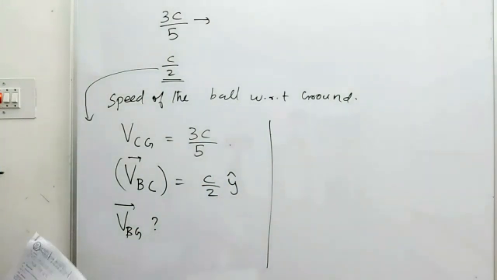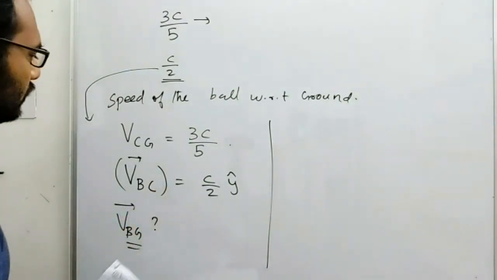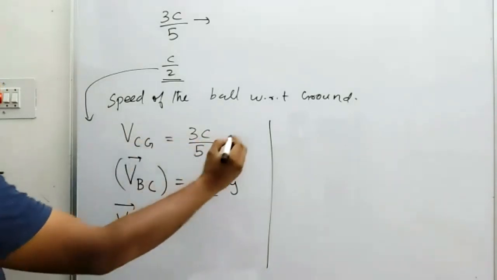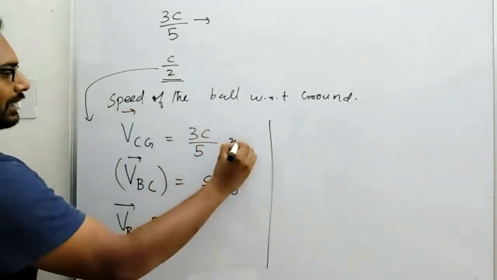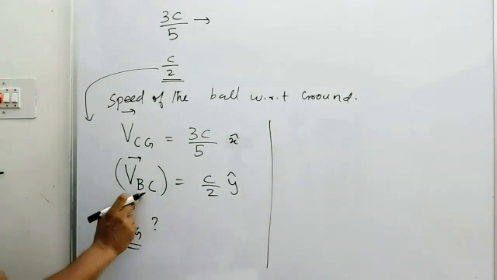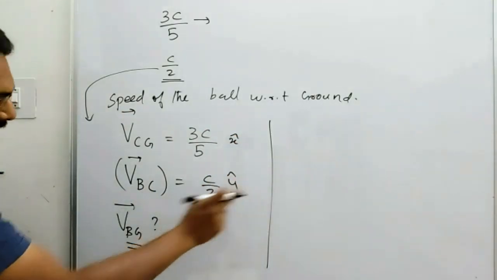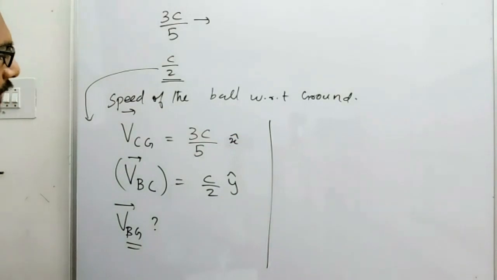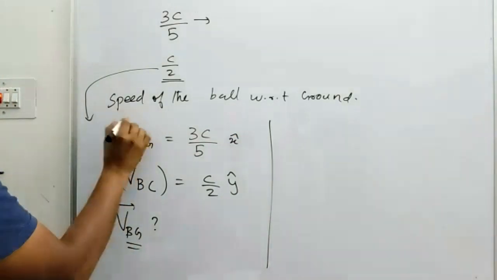Now we can write this in component form. We have taken the velocity of the car with respect to the ground along the x direction, and the velocity of the ball with respect to the car is along the y direction. That's given in the question. We need to find the speed of the ball with respect to the ground. So how do we do this? Let's put a vector here.